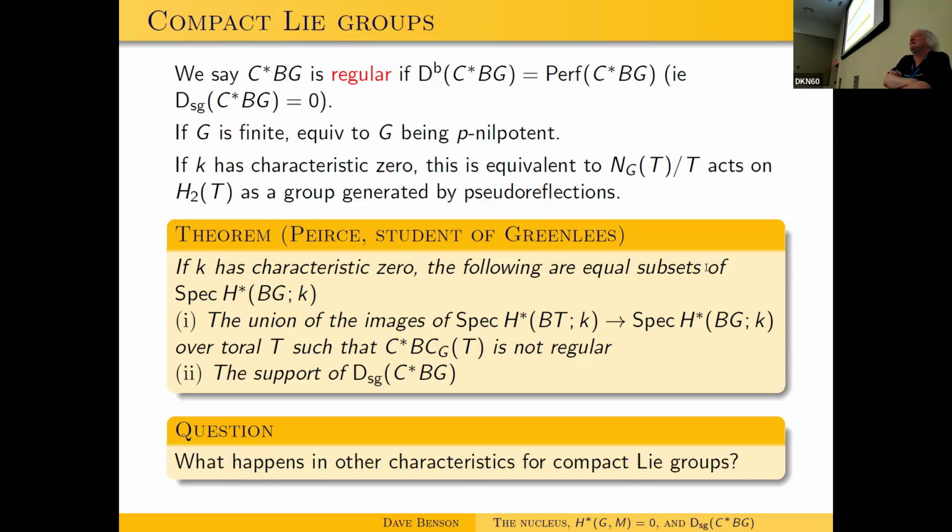But we don't know what happens in other characteristics. I'd like to think that the same thing happens, but then we don't know which things are regular. In this theorem, if you take D to be just the maximal torus, that's not enough. No. You need to take all tori and look at their centralisers. It may be that this support is small, in which case you need to look at small tori. And that is the last slide. And so thank you very much.